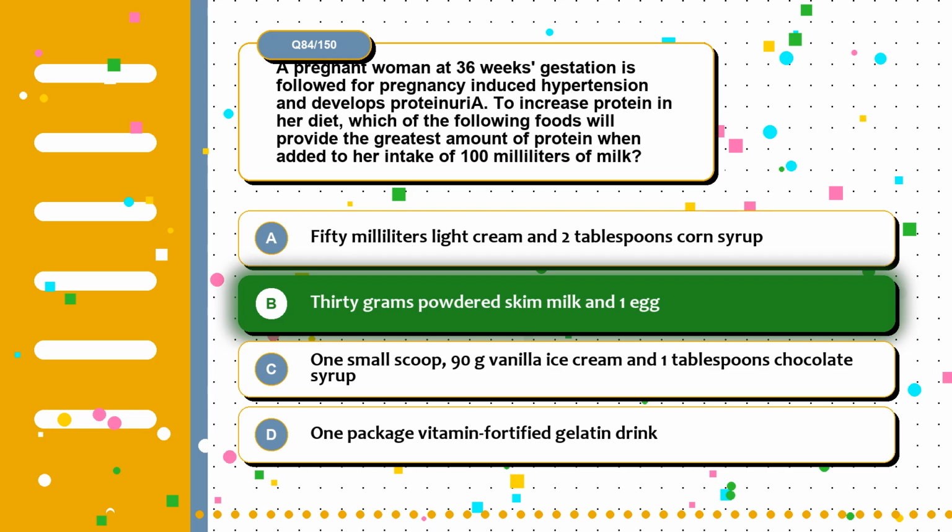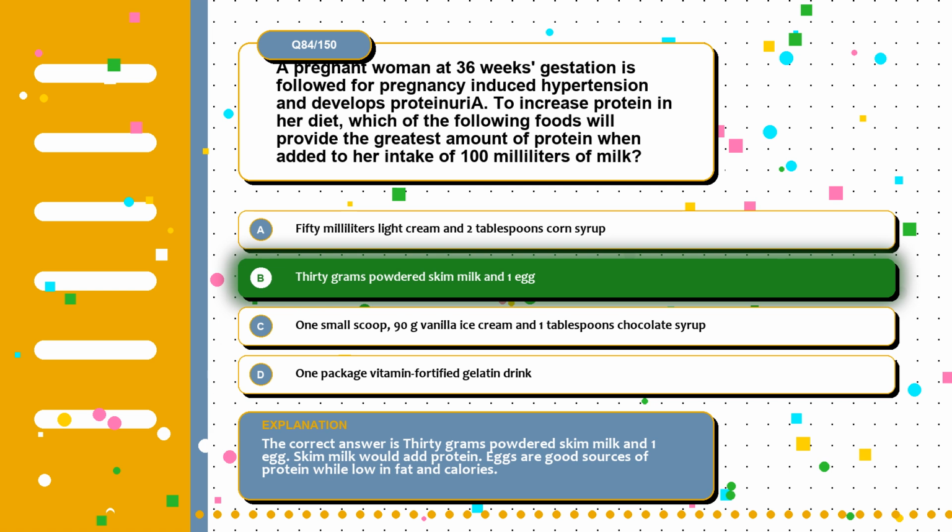The correct answer is option B, 30 grams powdered skim milk and 1 egg. Skim milk would add protein. Eggs are good sources of protein while low in fat and calories.